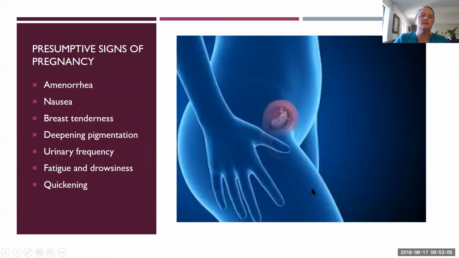Other presumptive signs might be nausea, breast tenderness, some deepening of the pigmentation of the skin. I'm going to show you that in the next picture. Maybe some urinary frequency, fatigue, drowsiness, and feeling a little bit of quickening, which is that early movement that we first feel when the baby starts to move. These are all presumptive signs because these things could be caused by other reasons other than pregnancy.